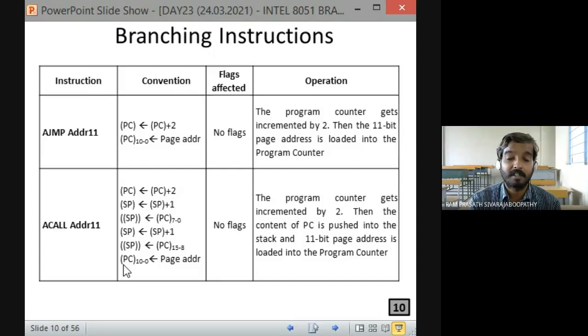Program counter is a 16-bit register, correct? So we give only 11 bits, and the other 5 bits stay as they are. We can only jump within the page we are in. So within the page, the first 5 bits of the address are going to be the same. You can check it. So that's all about the AJMP and ACALL instructions.